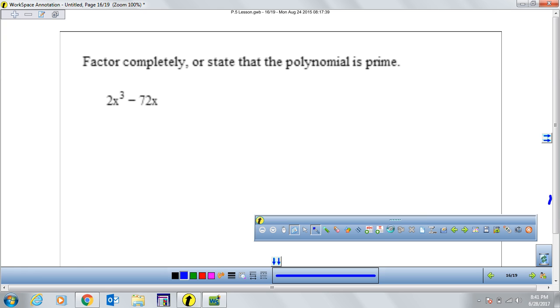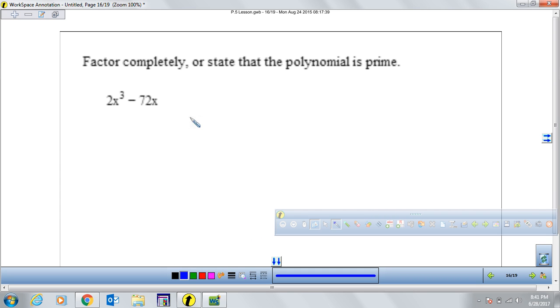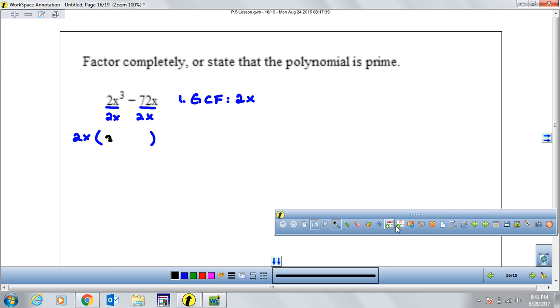Let's start with this. We're gonna factor completely or state that the polynomial is prime. The first step in the process, like I told you, is that you need to find out if there is a greatest common factor. That is the first step in the strategy. In this problem, both terms can be divided by 2, and I can take out an x from both of them. So I'm going to factor a 2x from this expression, and you divide the 2x from both terms. We end up with x squared in the first parenthesis, minus 72x divided by 2x is minus 36.